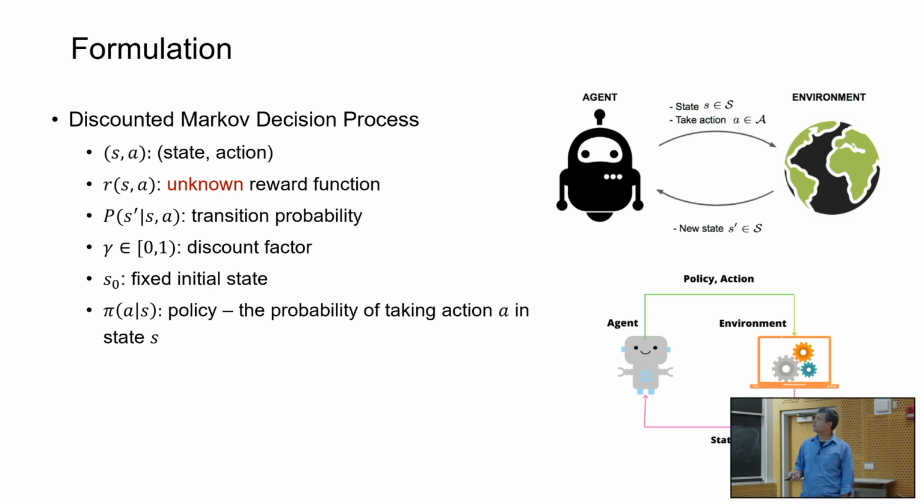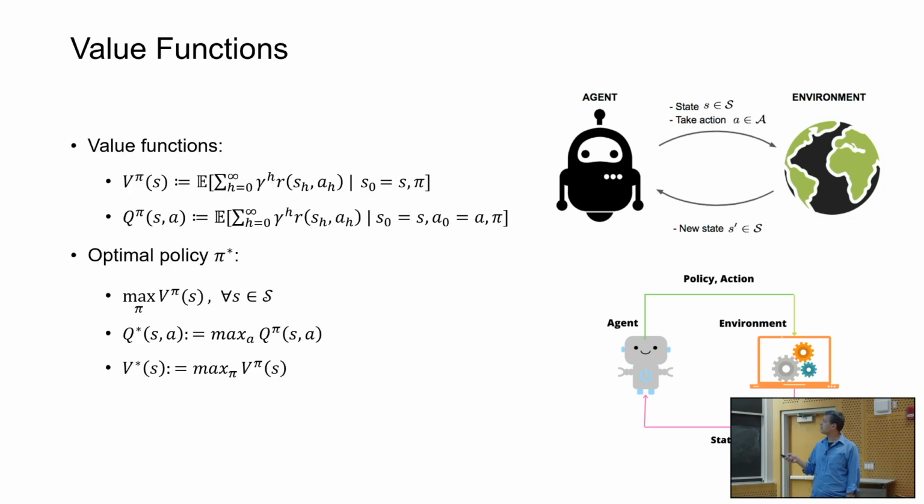And pi of A given S is the probability of taking action A in state S. So I think I'm going to bore you a little bit. The value function is simply the total accumulated reward starting from an initial state S using policy pi. Q pi is when you start with an initial state S and take an initial action A, but after that you use policy pi. That's called the Q function, or the state action value function. This is the state value function. The optimal policy is, of course, pi star, which maximizes V pi, and the Q function under the optimal policy is called Q star. There should be a maximization over pi here, not A.